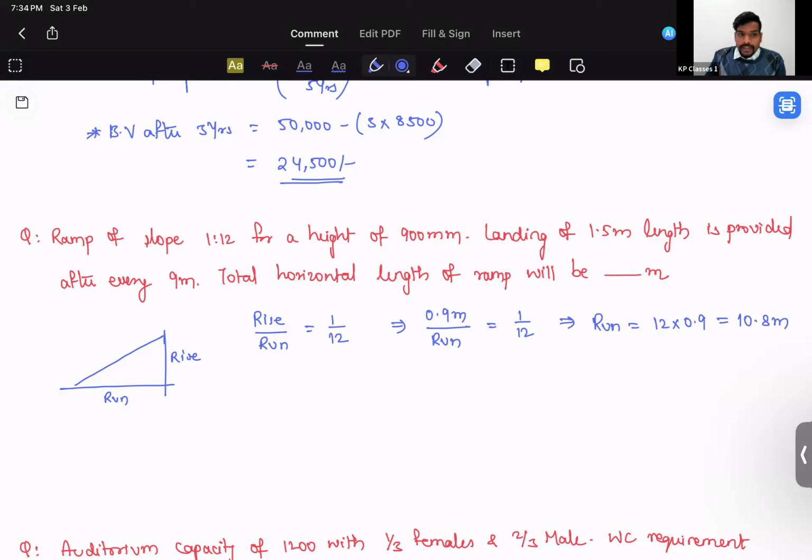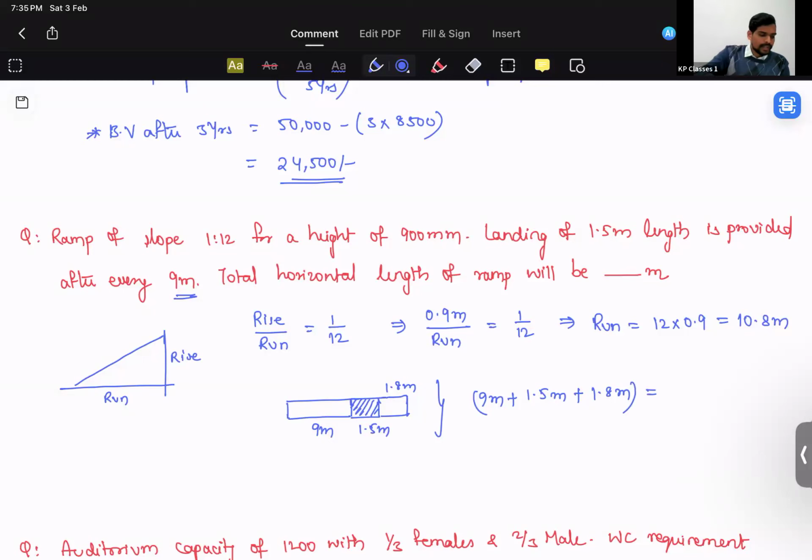Now you need to see if this 10.8 meter is crossing 9 meter. Absolutely yes. For every 9 meter, you need to provide a landing. So the ramp is going to be this way, first 9 meters. Then you would be having a ramp landing of 1.5 meter. After the 9 meter, you still have a ramp left out of 1.8 meter. So that also has to be added. So what is the total horizontal length? It is 9 meter plus a landing of 1.5 meter plus the remaining portion of the horizontal distance of the ramp. Or in simple words, you can say 10.8 plus 1.5, you will be getting it as 12.3 meter.